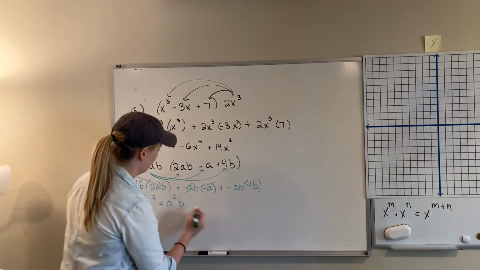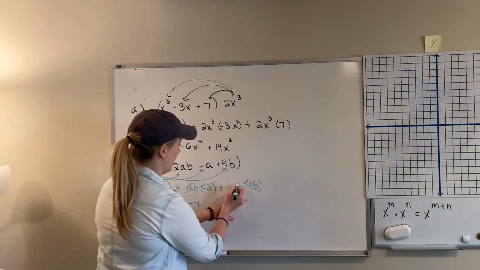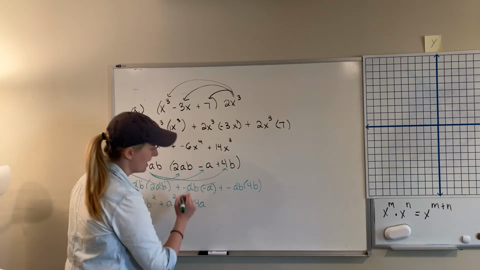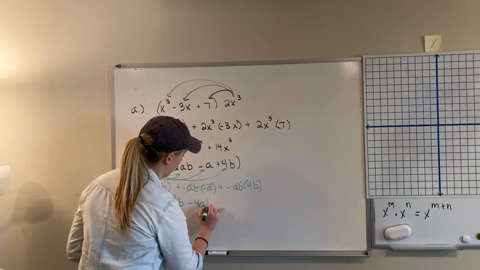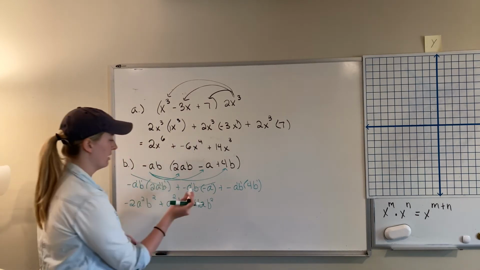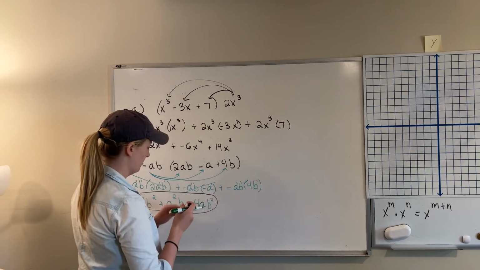Negative 1 times 4 is going to be negative 4. A to the first times, there's no other a, so we're just going to tack it on, a. But now we have b to the first times b to the first. 1 plus 1 is 2, so b squared. And that'll be our final expression on example 2.